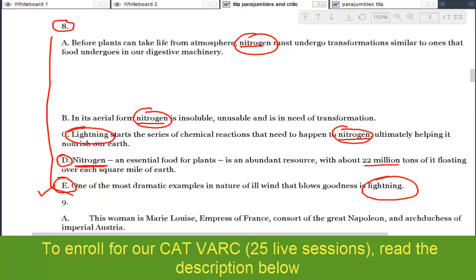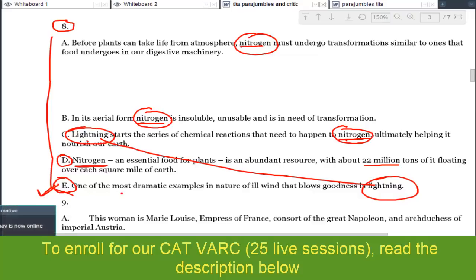And we have one sentence which mentions both lightning and nitrogen. It says lightning starts the series of chemical reactions that need to happen to nitrogen. So somehow these two lightning sentences must be connected. And in this sentence, we have nitrogen featuring in. So this becomes a slightly awkward question, because how to fit statement E? That is the biggest question.